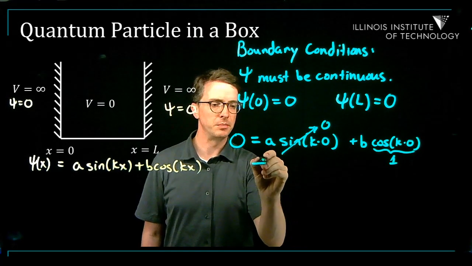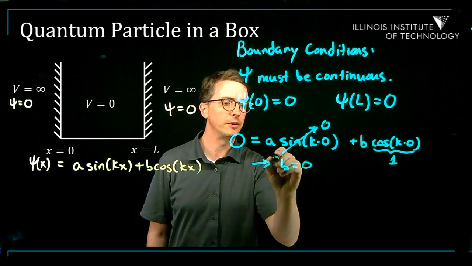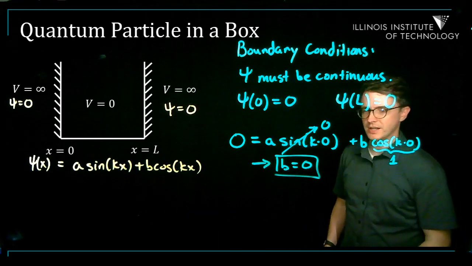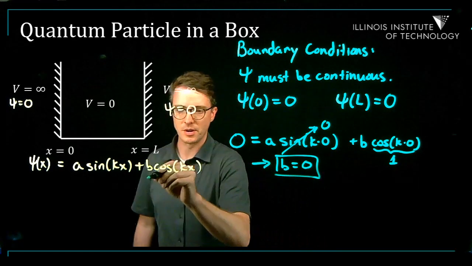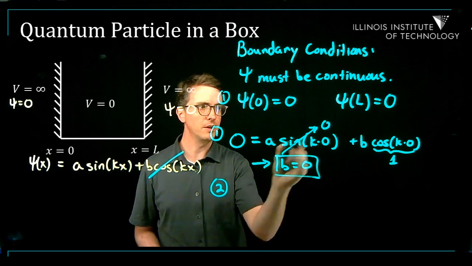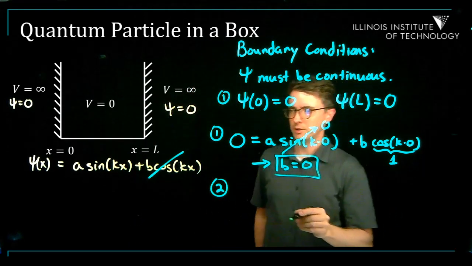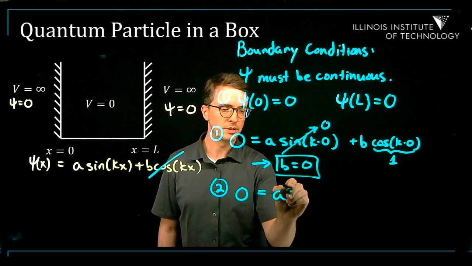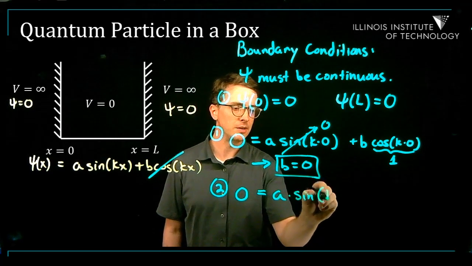And this tells me that b is equal to 0. So in fact, it can only be made up of a sine function. So this is gone. Now let's apply the second boundary condition, which is psi of L is equal to 0. So that means that 0 must be equal to a times the sine of k times L.